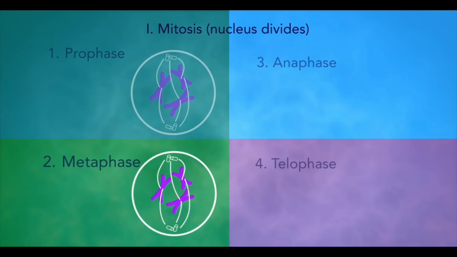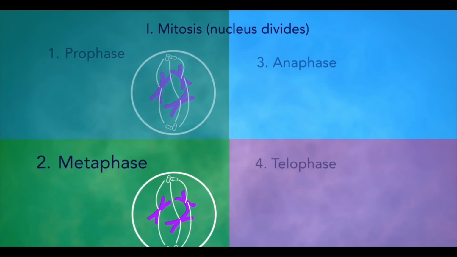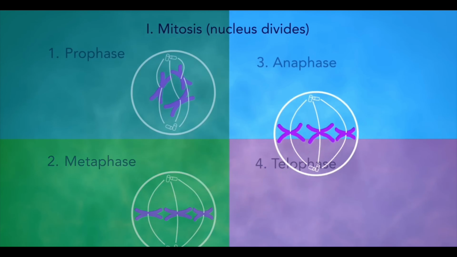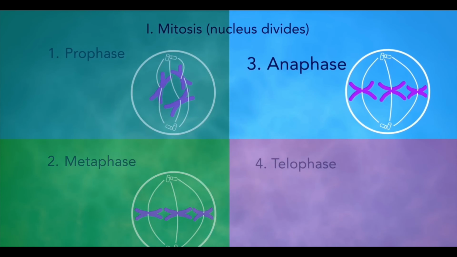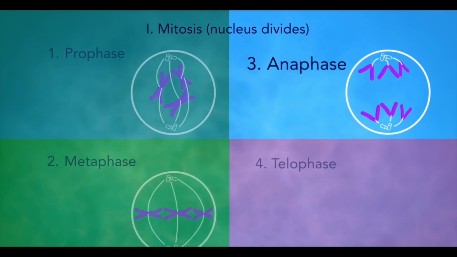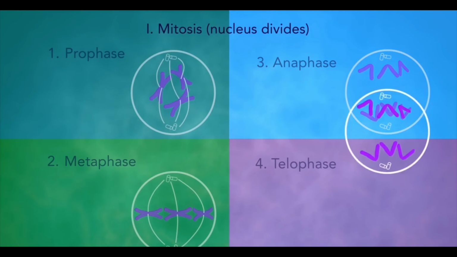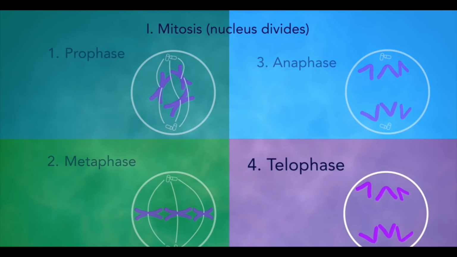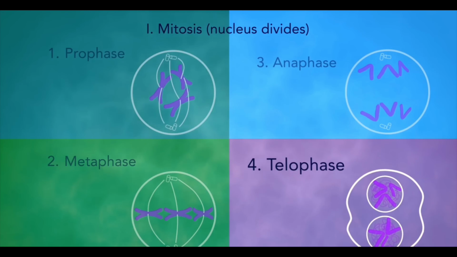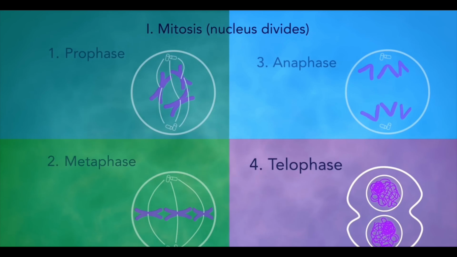During Metaphase, spindle fibers align the chromosomes along the cell equator. In Anaphase, the spindle fibers separate sister chromatids into two separate groups of chromosomes, pulling them toward the poles. And in Telophase, the nucleolus and nuclear membrane reform, and the chromosomes disperse into chromatin.